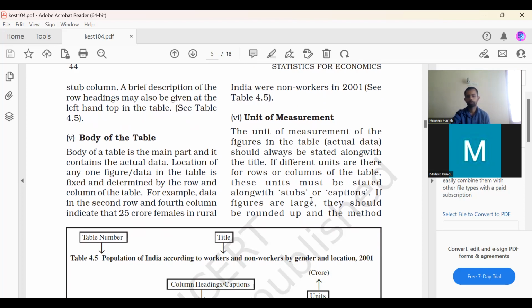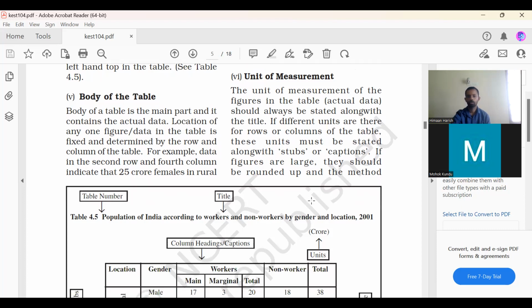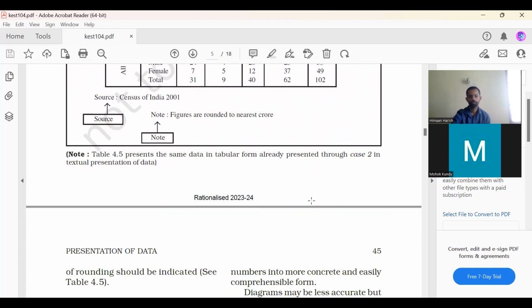Unit of measurement of figures in the table or the actual data should always be stated along with the table or the title. If different units are there for rows or columns of the table, these units must be stated along with stubs or captions. If figures are large, they should be rounded up, and the method of rounding should be indicated.